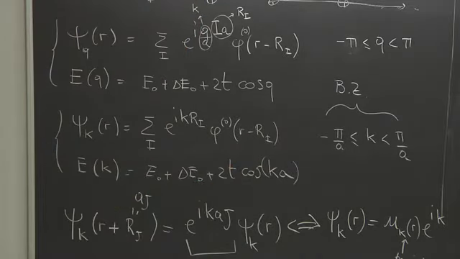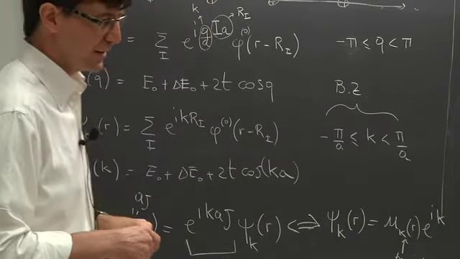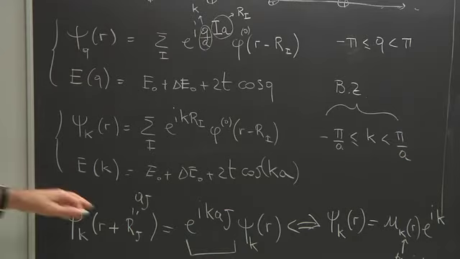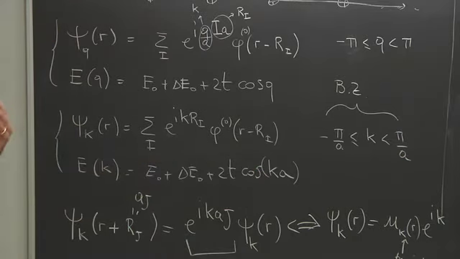Now, keeping in mind that this range here is exactly the Brillouin zone in one dimension, and that the periodicity is 2 pi over a, which is exactly the periodicity of the reciprocal lattice in one dimension. There's only one reciprocal lattice in one dimension, right?